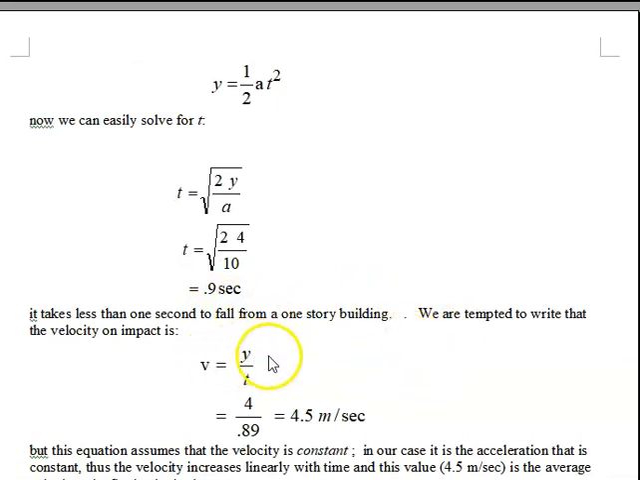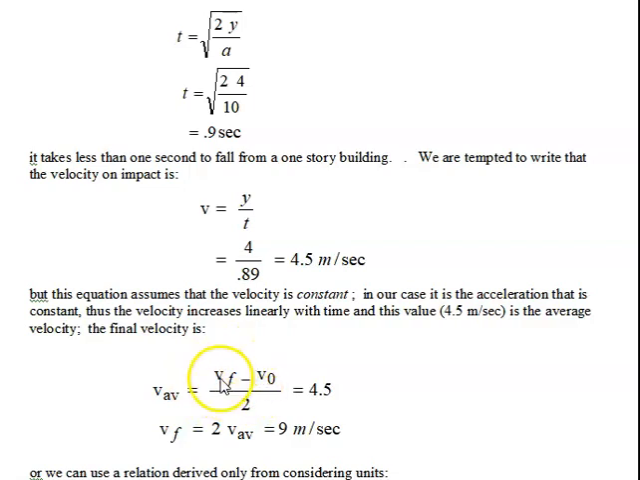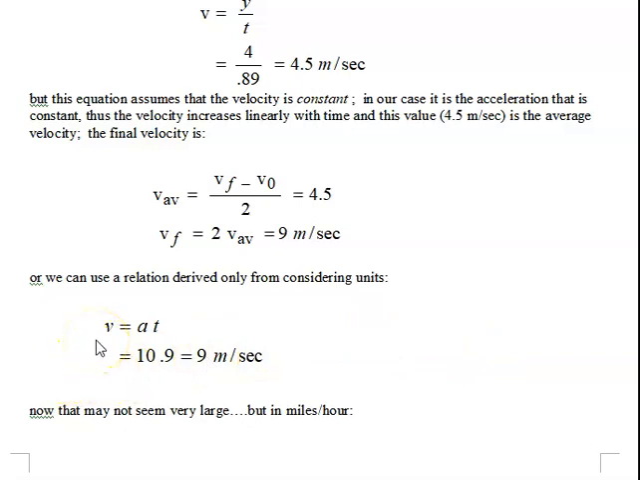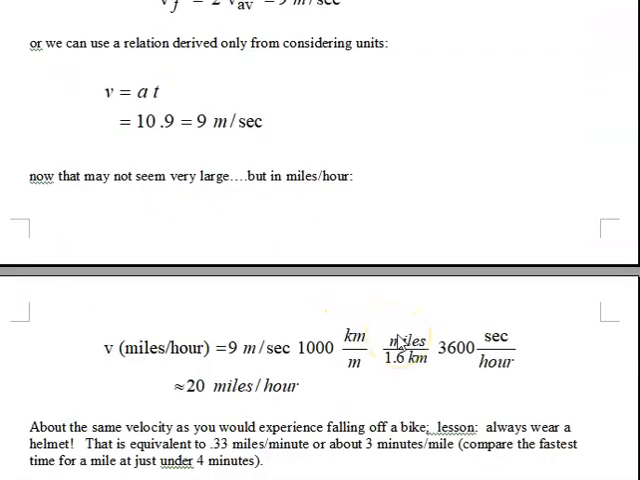We're tempted to write then that v equals y over t, but that's not correct because I know y and I know t, but this doesn't give me the proper v. This gives me the average velocity. 0 on top when I first start, and we're going to find it's 9 meters per second when I hit the ground. So if I solve for the final velocity, I get in fact 9 meters per second, or I can use the equation v equals at. This equation is also good because I have meters per second on the left side, and I have meters per second squared times seconds on the right side, and I get the same value of meters per second.